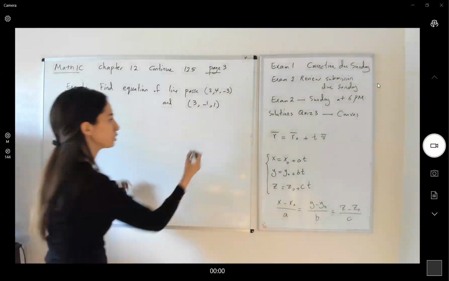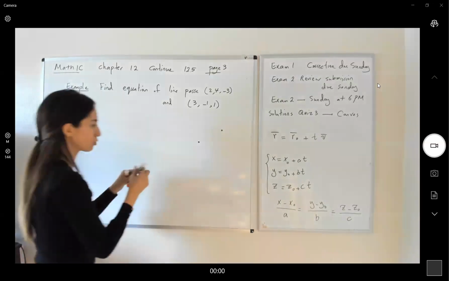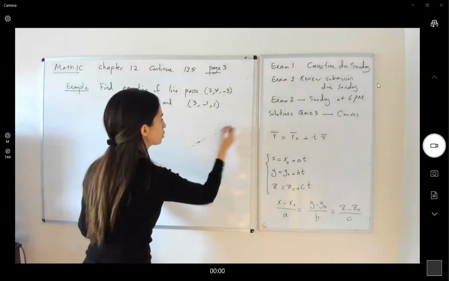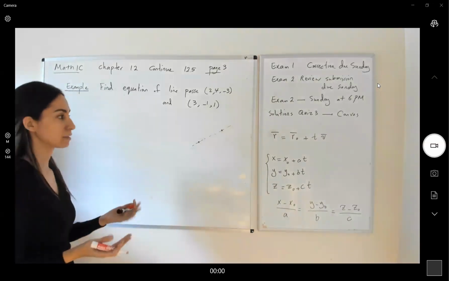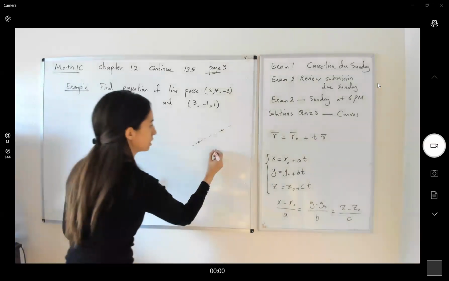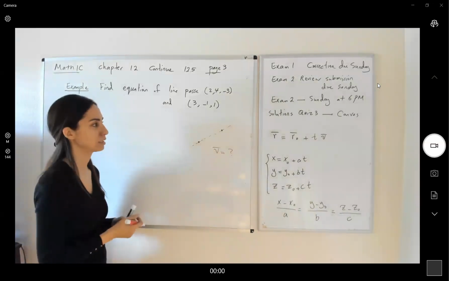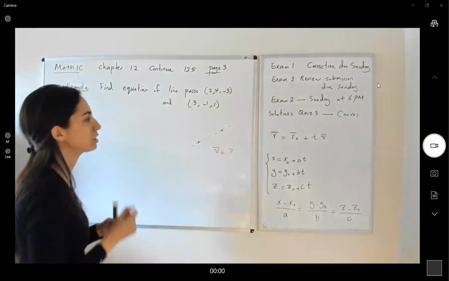Very well. Here you have 2 points, and you want to write the equation of a line passing through these 2 points. Note that you don't have V. V, or the directional vector, is missing. What is V? You only have 2 points.